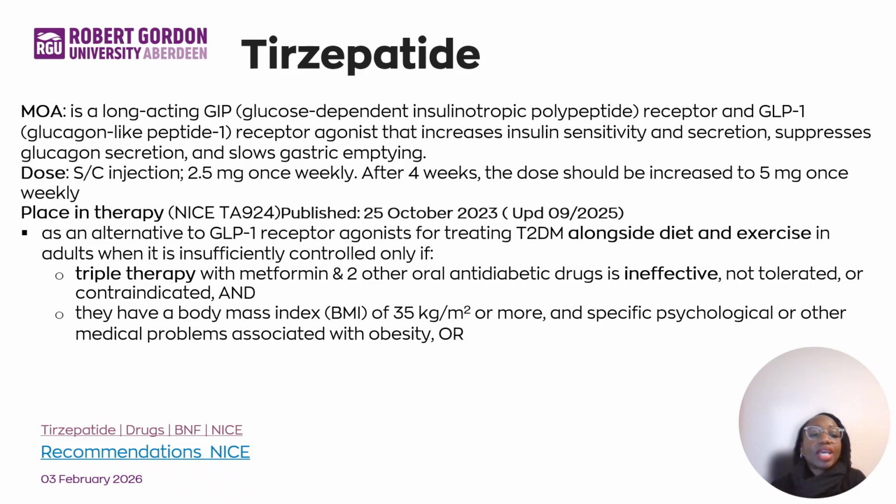Okay, so I'll move on to tirzepatide, one of the newer agents in this pharmacotherapy space. And it has a dual action, which is quite exciting. So it's a long-acting glucose-dependent insulinotropic polypeptide (GIP) receptor and GLP-1 glucagon-like peptide 1 receptor agonist that increases insulin sensitivity and secretion. It also suppresses glucagon secretion and slows gastric emptying. The only product we have on the market just now is the one that's been marketed as Mounjaro. So it's a once weekly injection. And then you start with a low dose, and after 4 weeks, the dose should be increased, depending on tolerability.